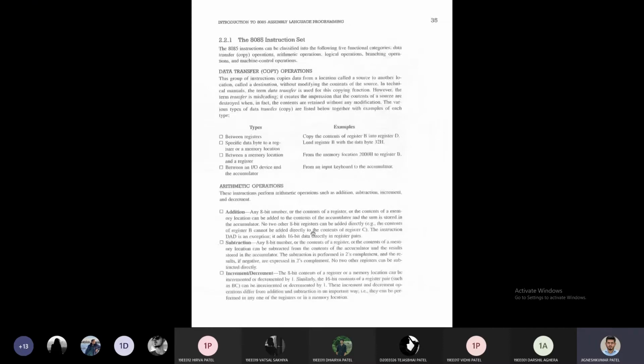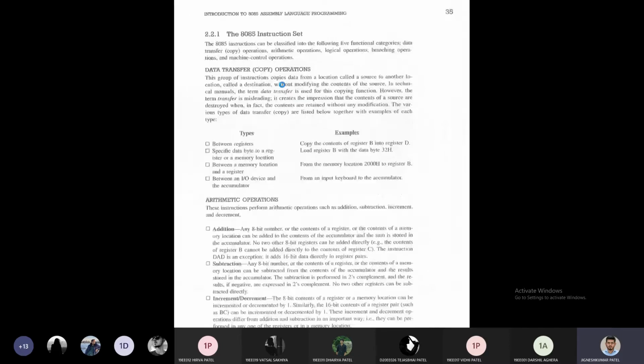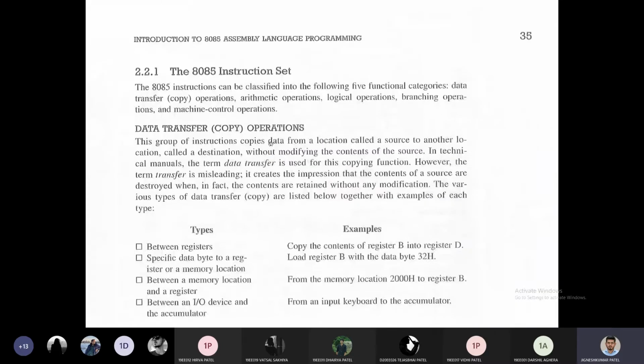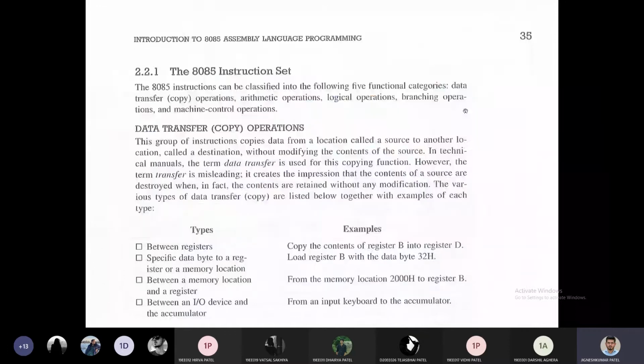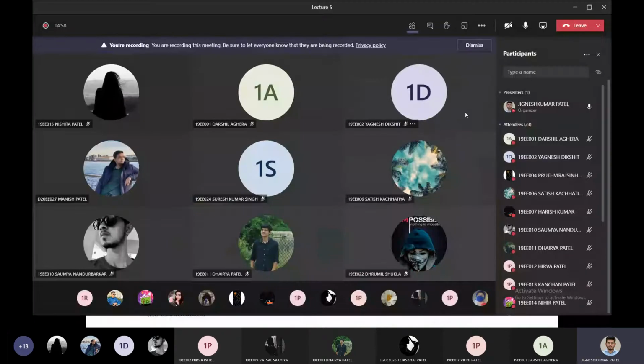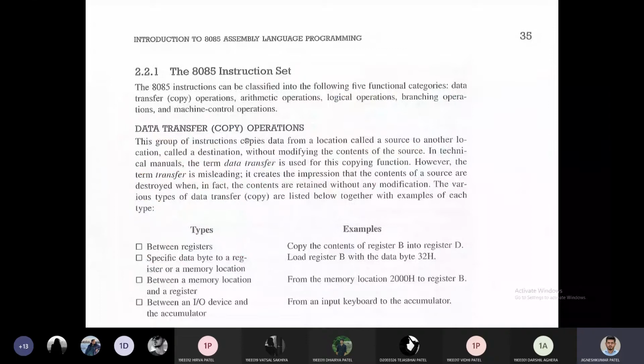Then instruction classification. Mainly 8085 can have this kind of operations. First is data transfer operation. We learned data transfer operation. We know two data transfer operations, and those two are MOV and MVI.